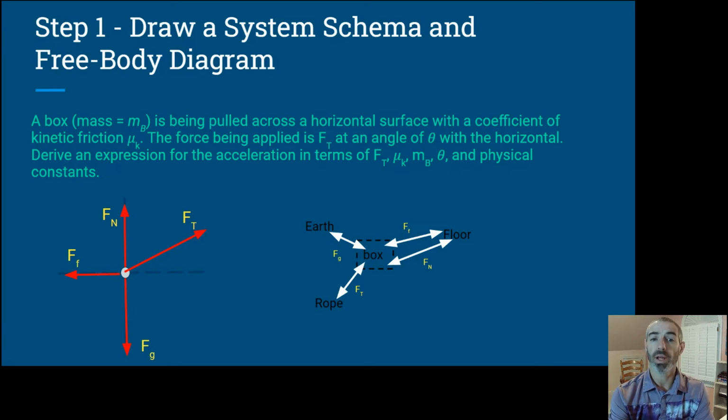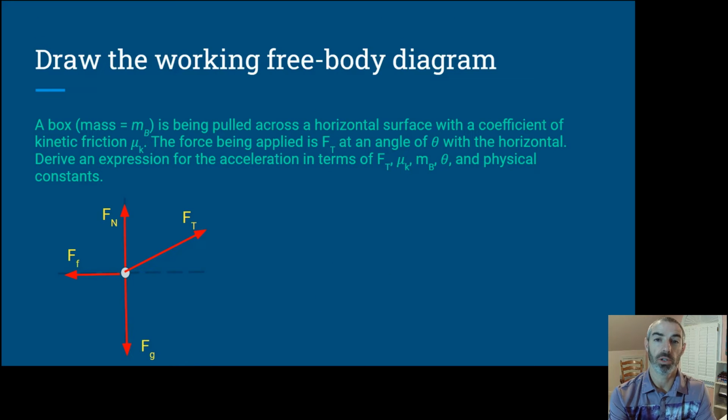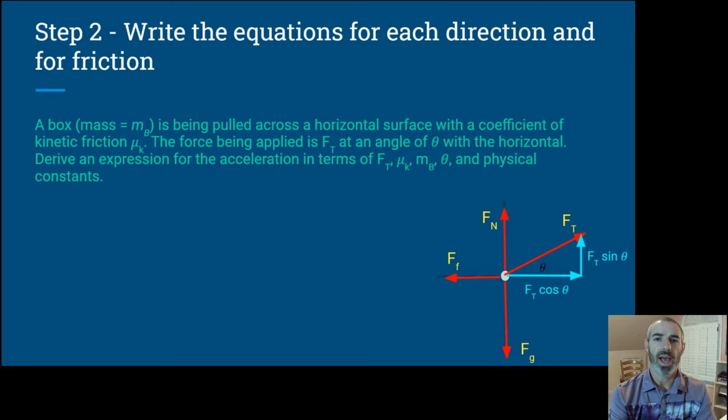Now we're going to draw our working free body diagram, because remember, our free body diagram is the answer to a problem on a free response. So we add our vector components on our working free body diagram, FT cosine theta and FT sine theta. After we've added our vector components, now we're ready to build our framework.